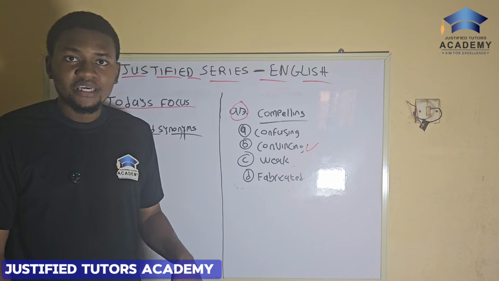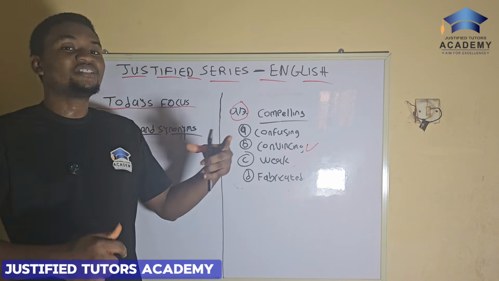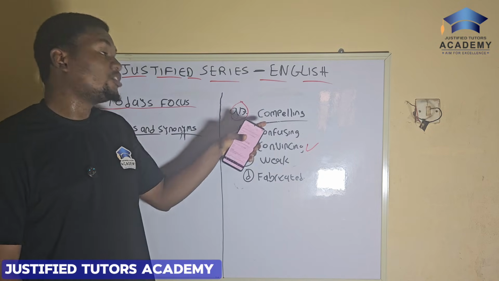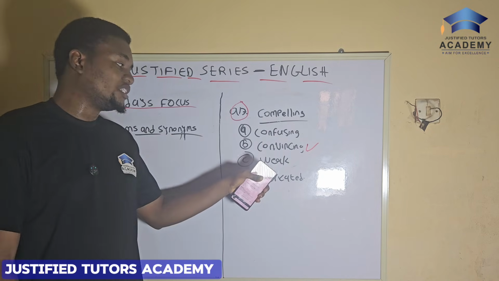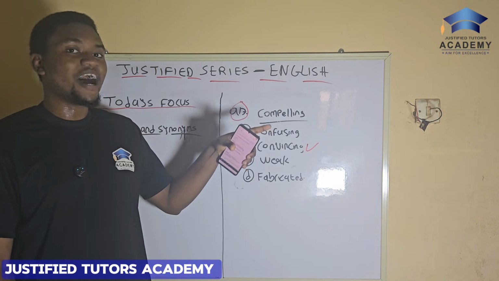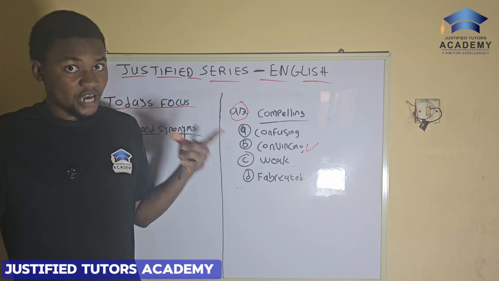C, weak. Now, compelling here can also be said as strong. So you get a strong evidence. So the opposite of strong is weak. So weak also is the antonym of compelling, like opposite meaning to compelling. Are you getting me?